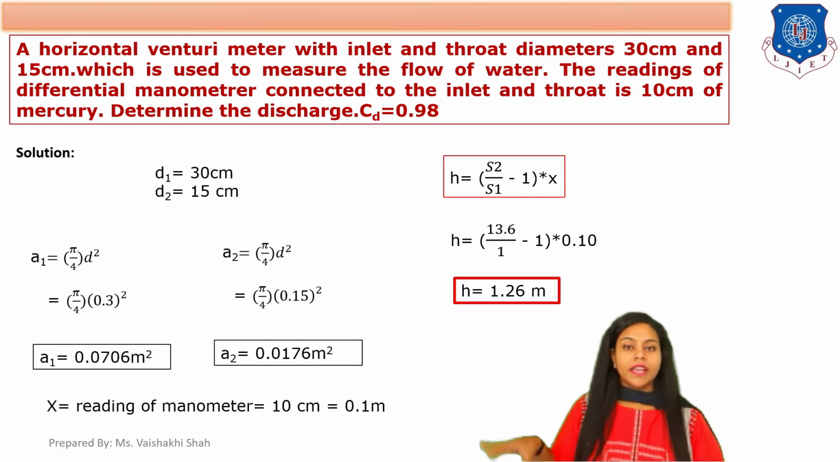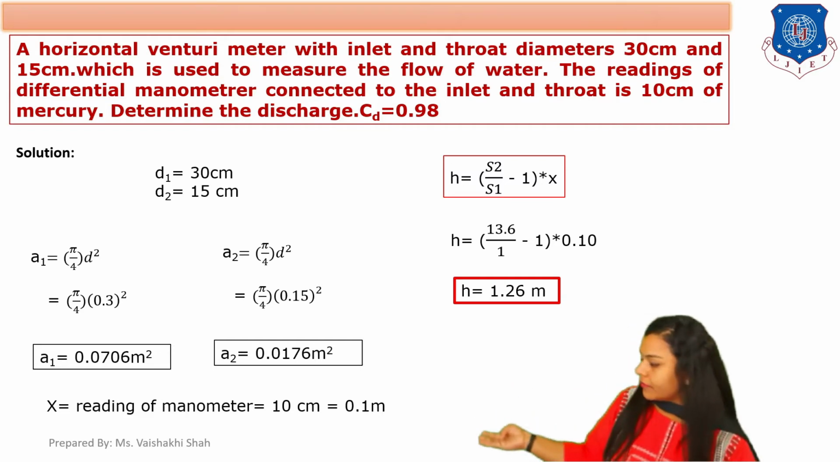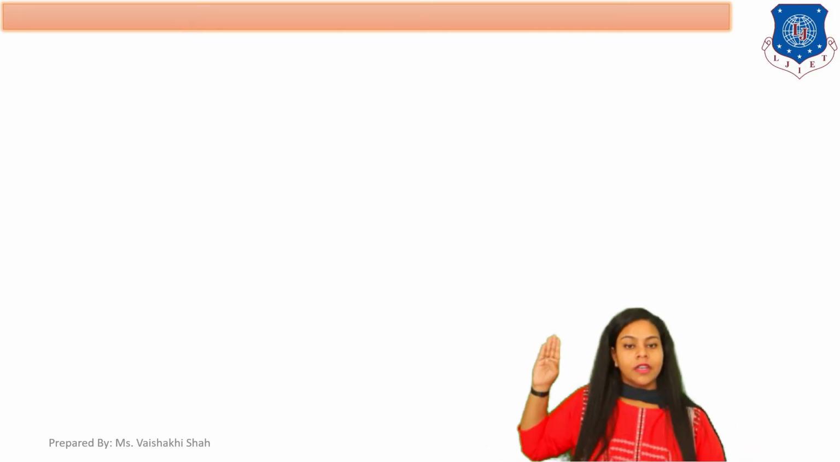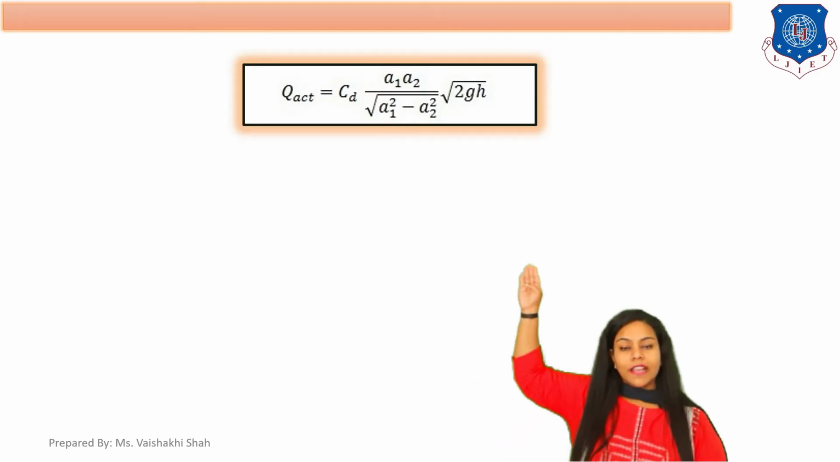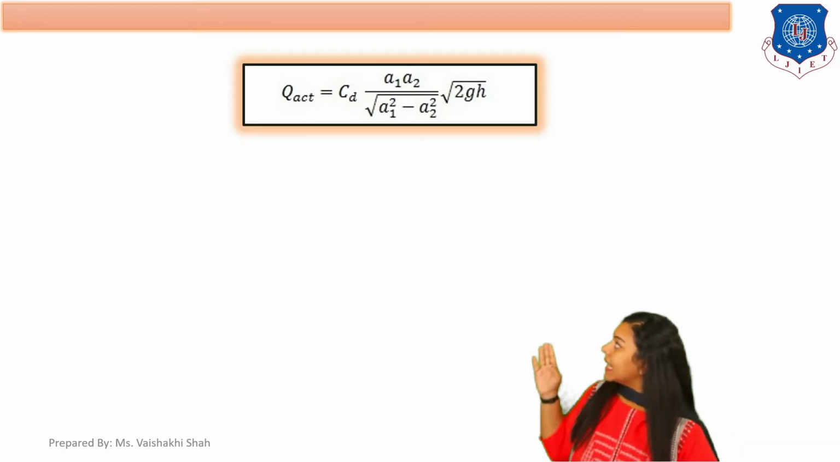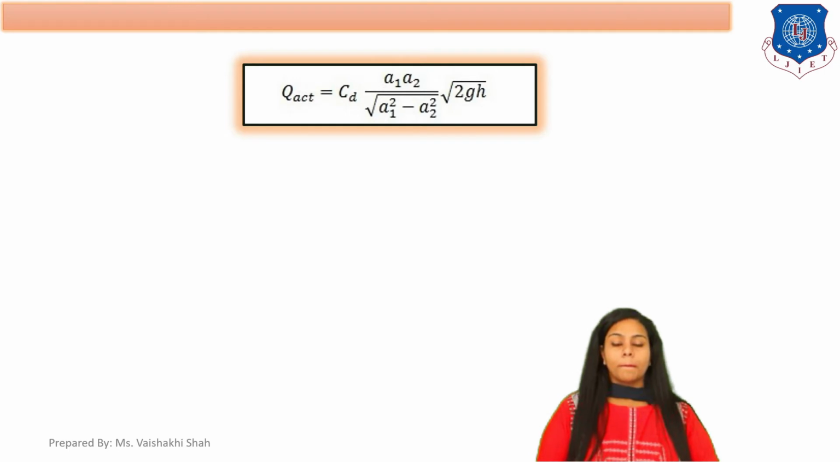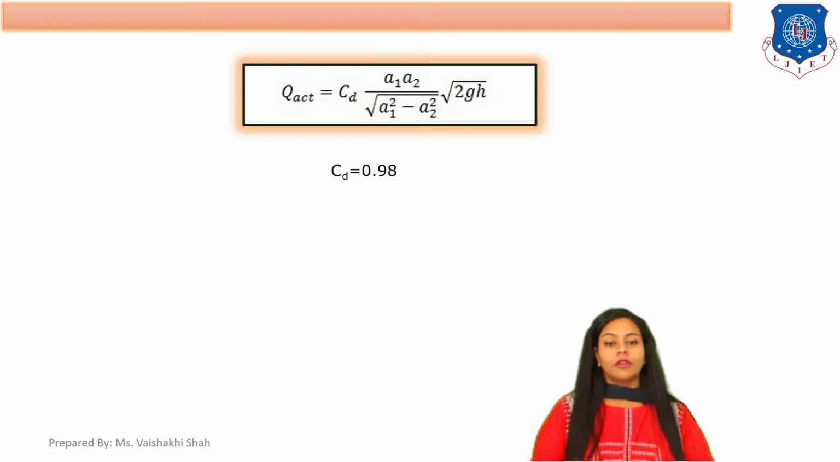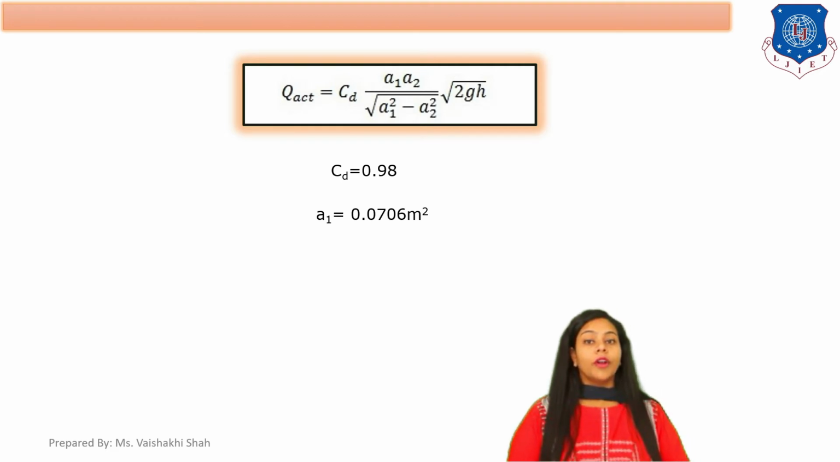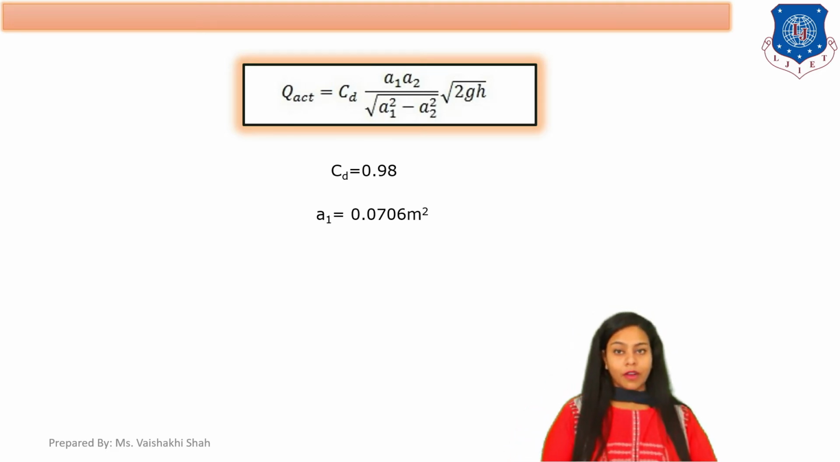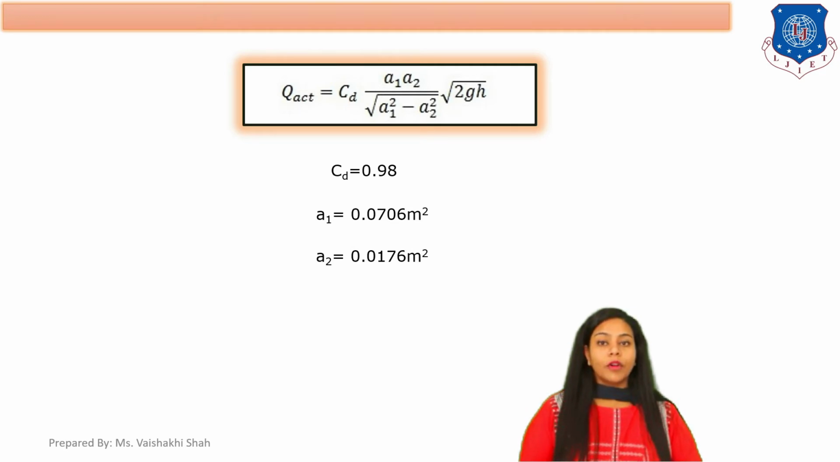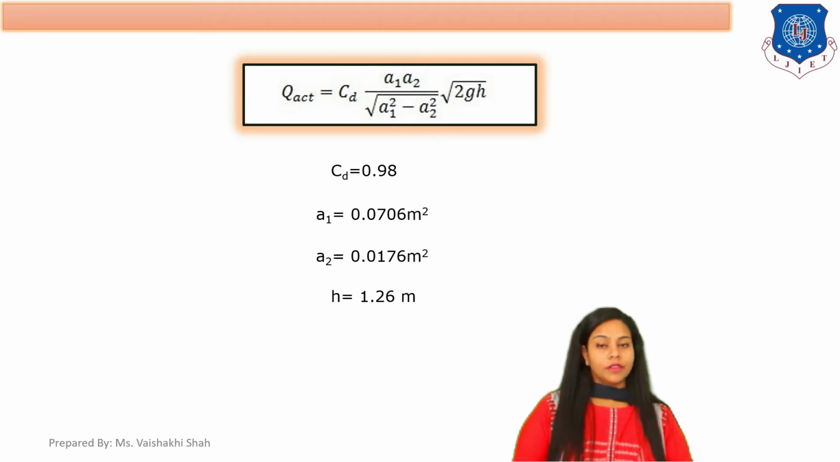Here we have all the values, which are A1, A2 and h. Now we have to find out discharge. So the equation for discharge is CD into A1 A2 divided by under root A1 square minus A2 square into under root 2GH. So CD is 0.98, A1 is 0.0706, we found that, A2 is 0.0176 meter square, small h is 1.26 meter.